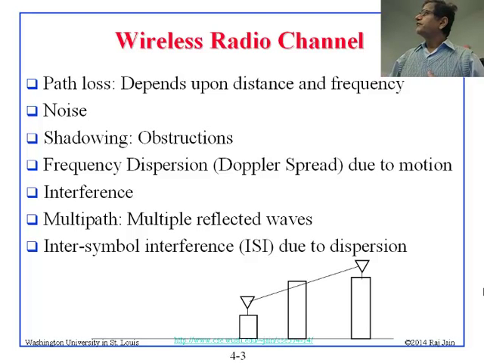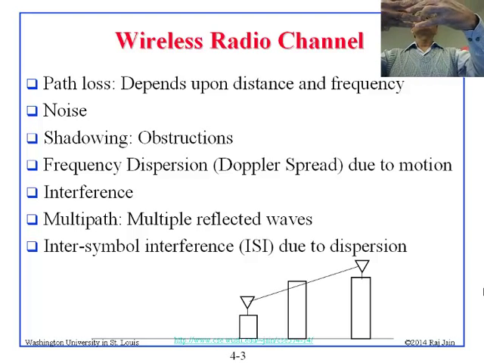Frequency dispersion due to Doppler spread: if things are moving, either the receiver or the transmitter, it doesn't matter who moves, then there is a Doppler shift. Interference by different transmitters and also in the same transmitter, as you will see. Multipath, which is the reason that the signal can go in many different paths and they can interfere. And then inter-symbol interference. What happens in wireless is that you might send 2 symbols and they might become 1. And we'll see why and how.